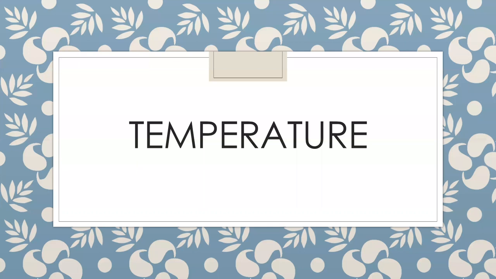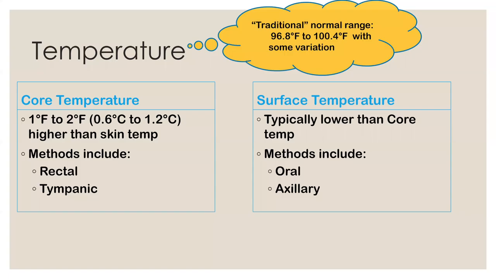So let's dig into vital signs a little bit more. I want you to know that a full set of vital signs includes a temperature, a pulse, a respiration, a blood pressure, and an O2 sat typically, as well as a pain assessment. We're going to go over most of these in this PowerPoint, and most of these skills you'll learn in lab as well as we dig a little bit deeper. So, temperature. Let's talk about temperature regulation.